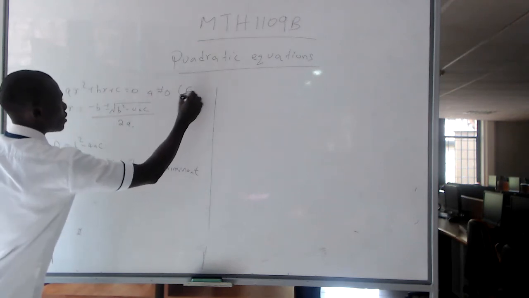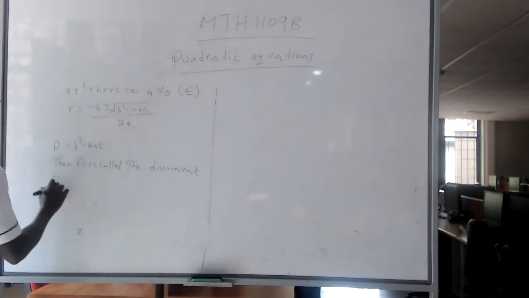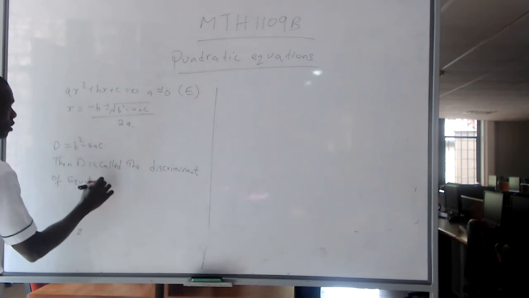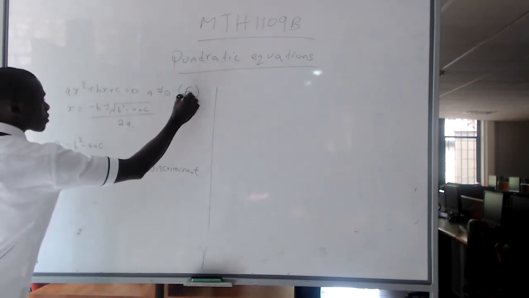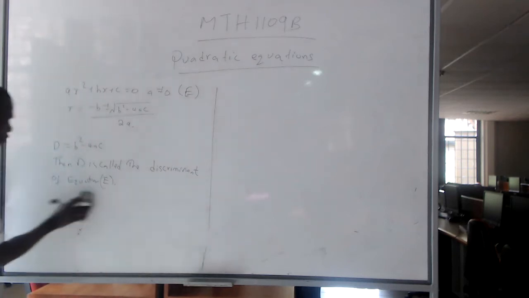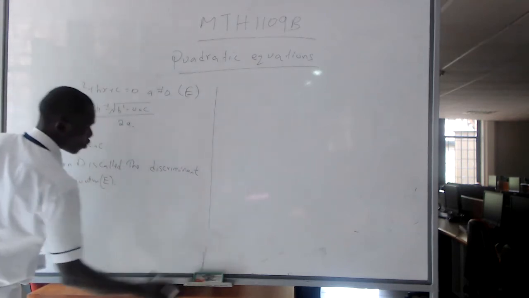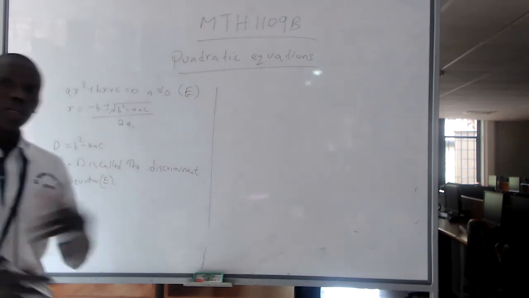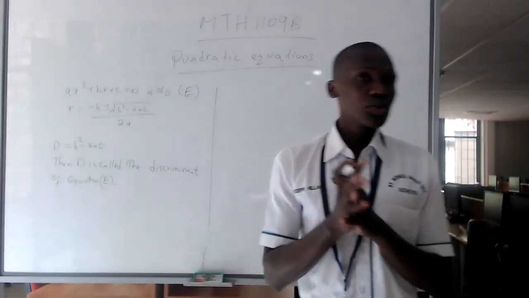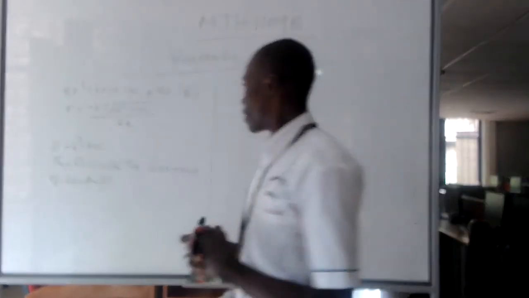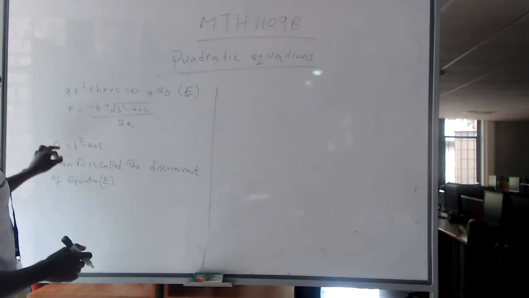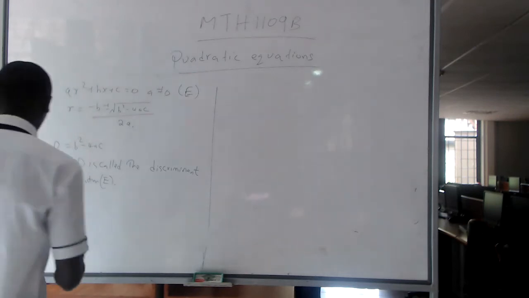So let's call this equation E. D is the discriminant of equation E. And from this discriminant, we can tell, without necessarily solving the equation, how many solutions it will have. Will it have real solutions? Will they be repeated or will they be different, depending on the sign of this guy?